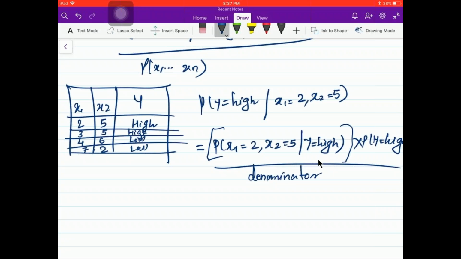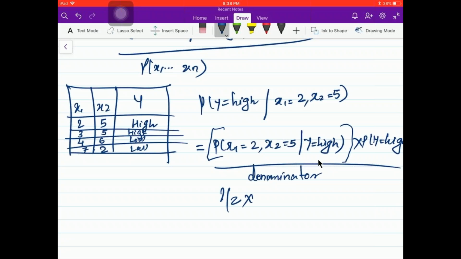So it will be 1 by 4. Not exactly. There are 2 high. Out of it 2, yeah, 1 by 2 it should be. Correct, there are 2 high. Excellent. And we want 2 and 5. Correct. So you see your data, you see y is equal to high in two places, and x1 is equal to 2 and x2 is equal to 5 occurs only in one place. So this will be 1 by 2.